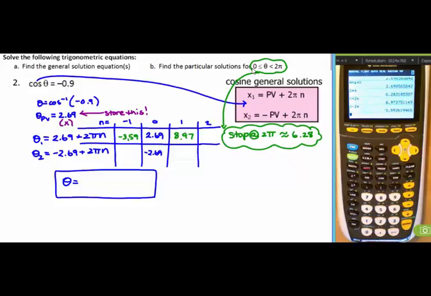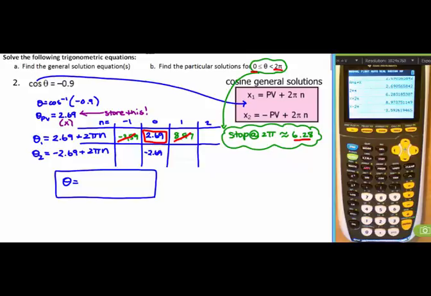All right, but remember, we're looking for values between 0 and 2 pi. So already we've got two values we don't even need. We're going to get rid of the negative. We're going to get rid of the value that's bigger than our 6.28, our 2 pi. So anything outside of that domain, we're going to exclude. Okay, so from this equation, we have exactly one particular solution.